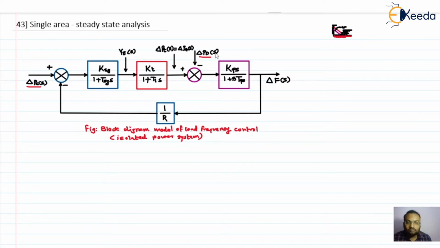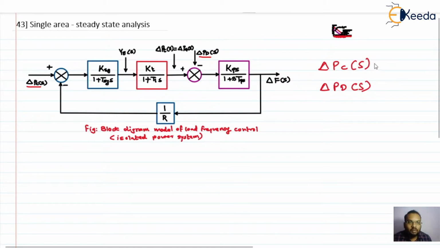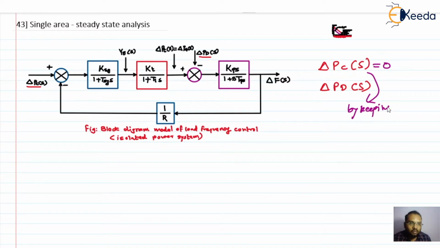Now, because we have these two inputs, first the commanded change in the output power and the second the change in the load, initially we will assume the commanded power output to be 0. How can we do that? We can do that by keeping the speed changer setting fixed. And we will consider only that the demand on this system is going to change.